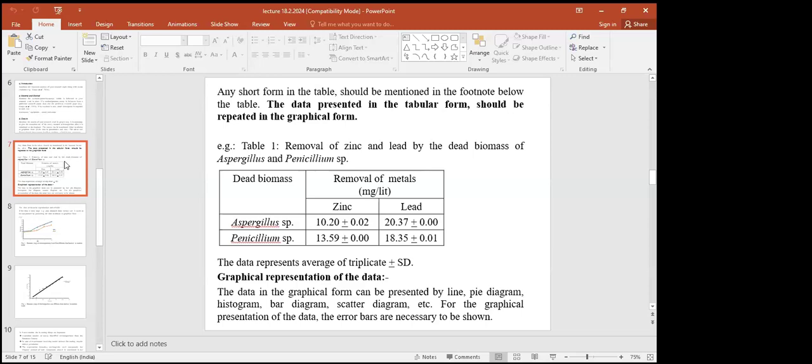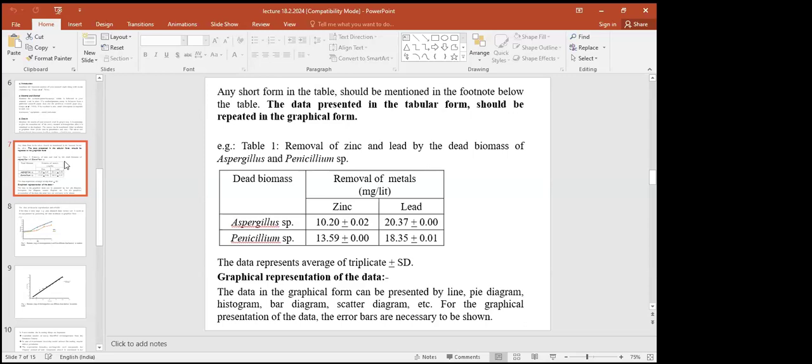Now, not for all cases do you have to show replicates. For example, in microbiology, if I talk about the morphology of colony characters, there you cannot show anything in replicates. So in such a table, standard deviation is not required. For the morphological characteristics of the colony, the standard deviation will not come.